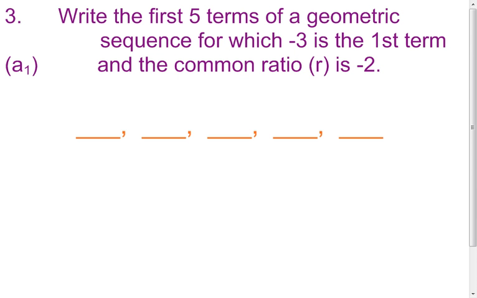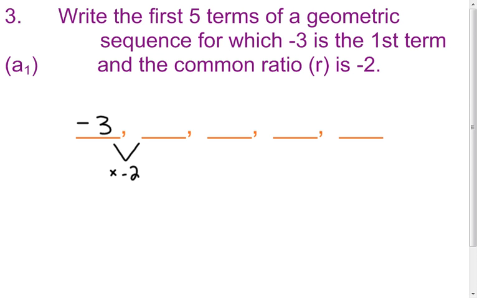Write the first 5 terms of a geometric sequence for which -3 is the first term, which is A1, and the common ratio is -2. Okay, so I'm telling you that the first term is -3, and my common ratio, what I'm multiplying by, I am going to multiply by -2 every time.